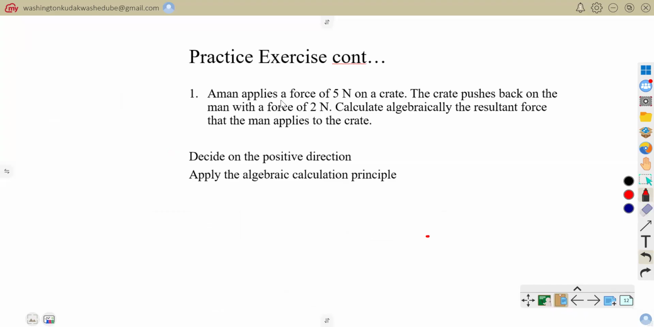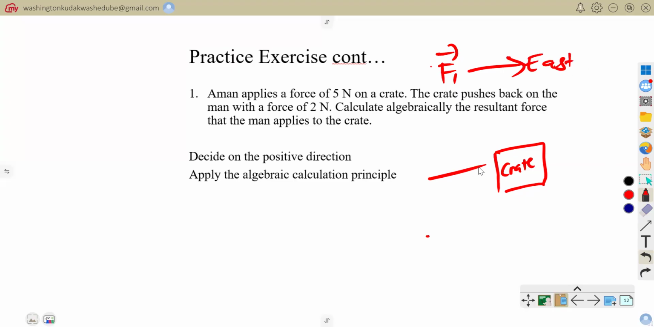Now, this one is saying a man applies a force of 5 newtons on a crate. So let's say we have got a crate and a man applies a force of 5 newtons, and then the crate pushes back on this man with a force of 2 newtons. Calculate algebraically the resultant force. So this is my crate, and then I need to choose my reference direction. I choose my reference direction for that first vector. So I will say that my first vector, which is F1, is going to the east.